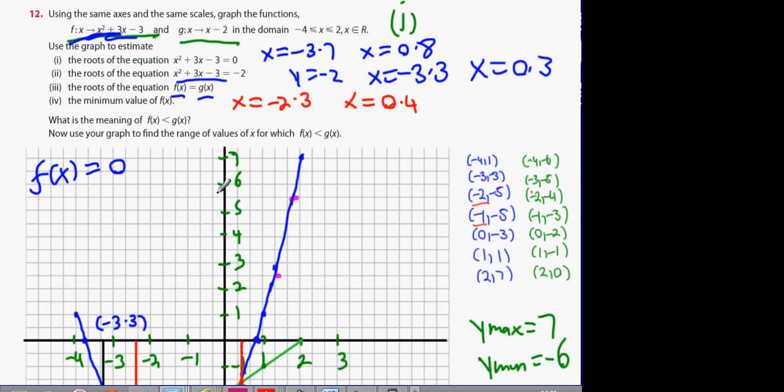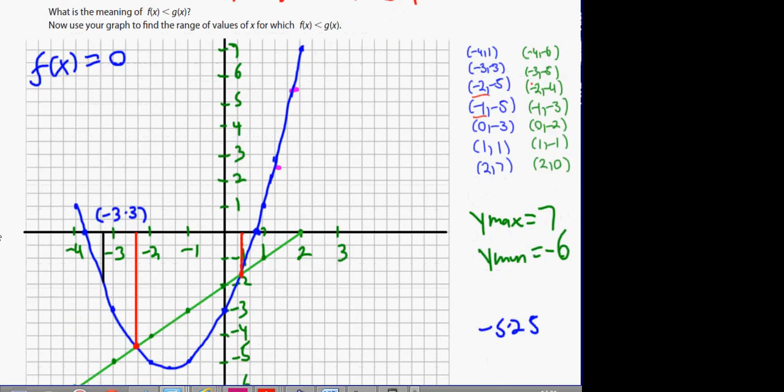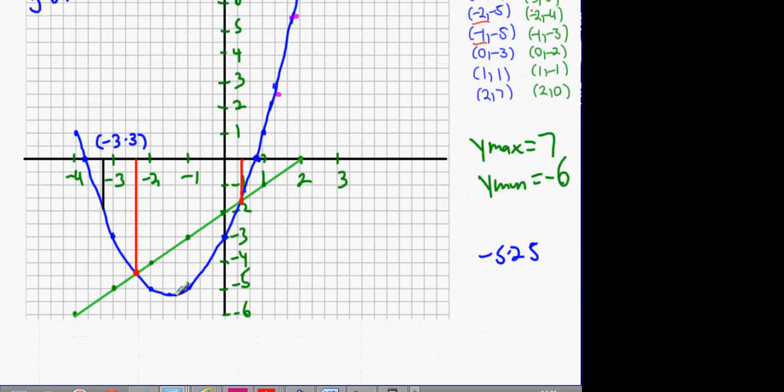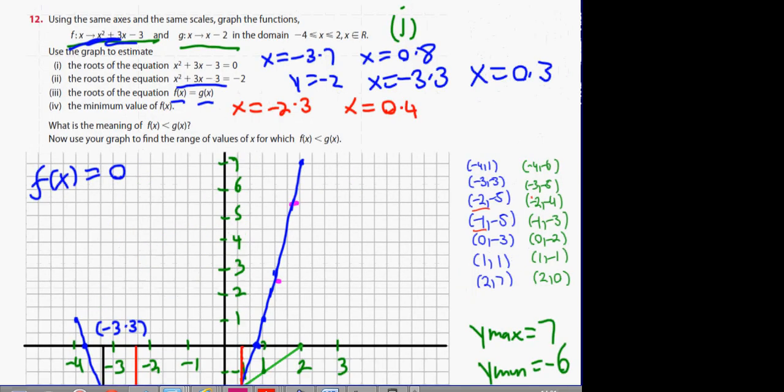Okay. The minimum value of f of x. What's the minimum value? We cheated, didn't we? We calculated it, didn't we? Jack calculated it earlier. What is it? Minus 5.25. That is minus 5.25 for that one.